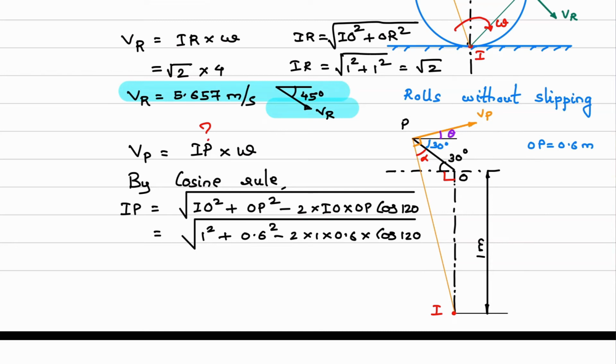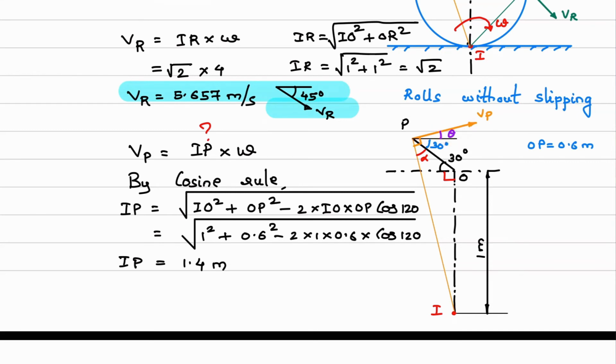So from here I can calculate the value of IP. IP is equal to 1.4 meter. So we have found the value of IP. Now we can calculate VP, but we need to find the angle of VP with respect to horizontal. So this theta we have to calculate.